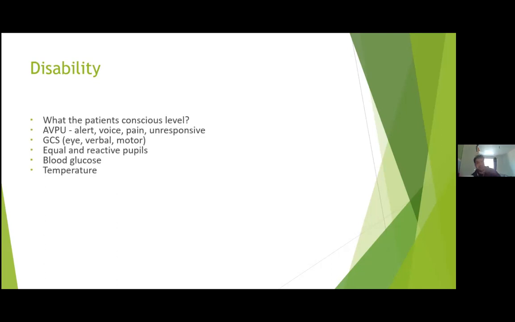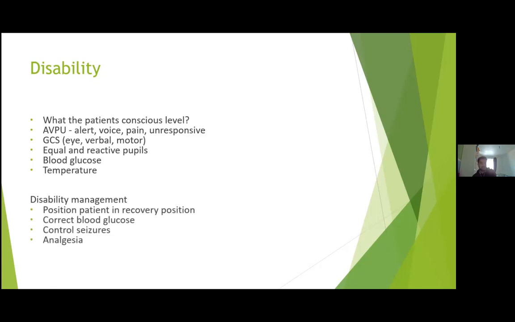So just checking the patient's consciousness using GCS or the AVPU score, checking the pupils, checking the BMs to see what the blood glucose level is. I've mentioned temperature here, but you can check that in the previous one as well. And then some management: you can correct any low blood sugars, or if they're high, you think about giving insulin, depending on what you're dealing with. You can give some pain relief as well. These are interventions you can do in disability.